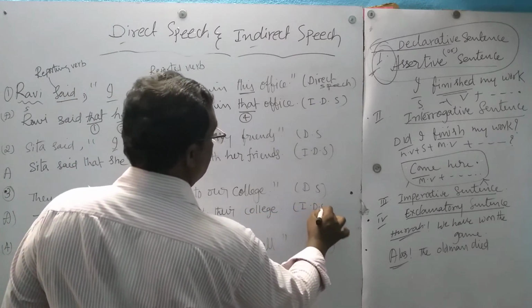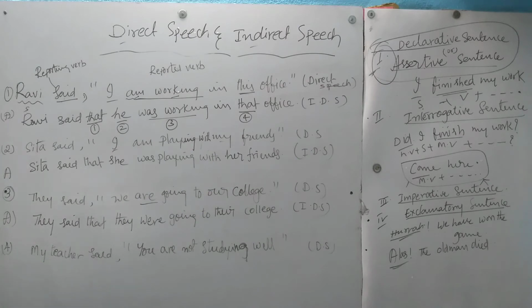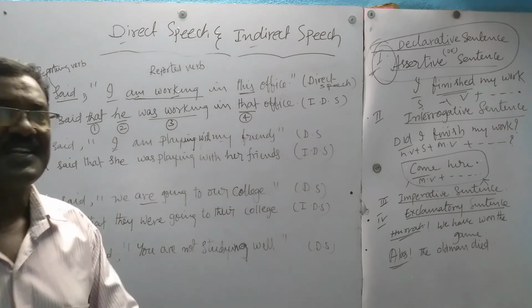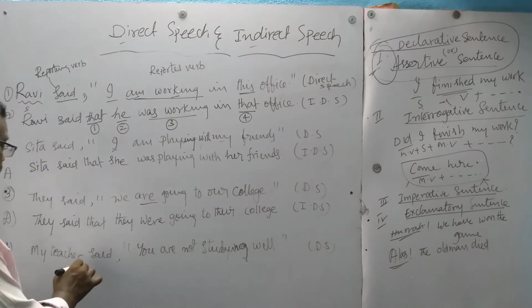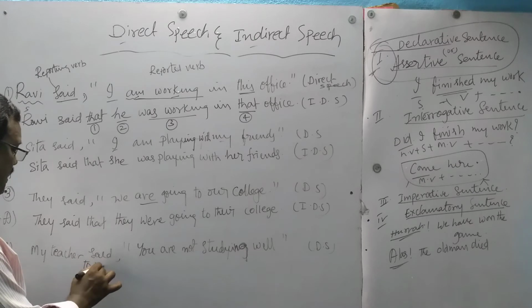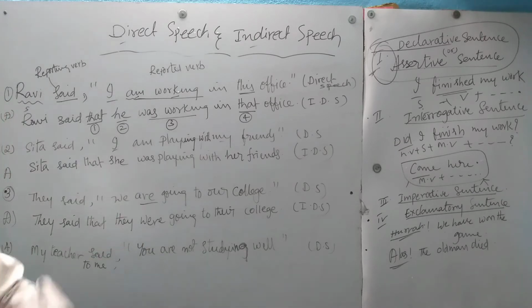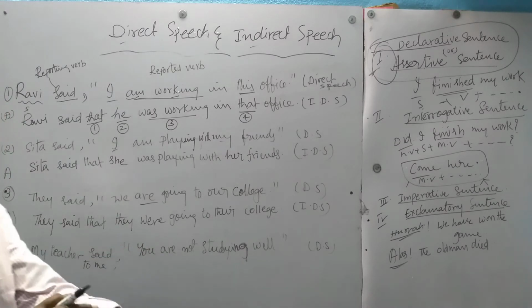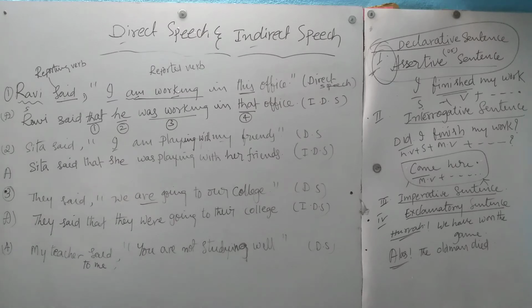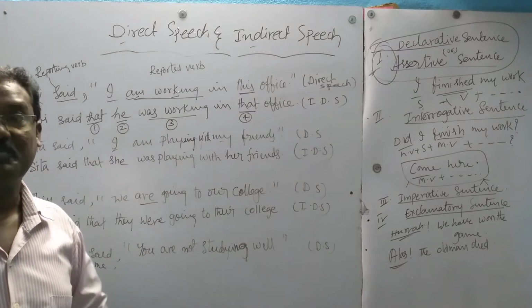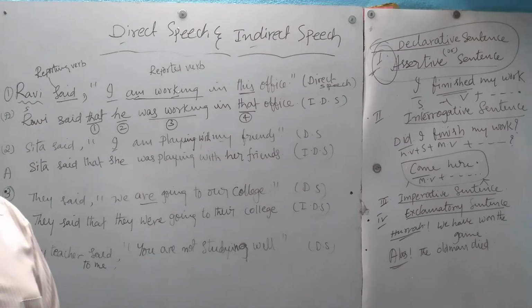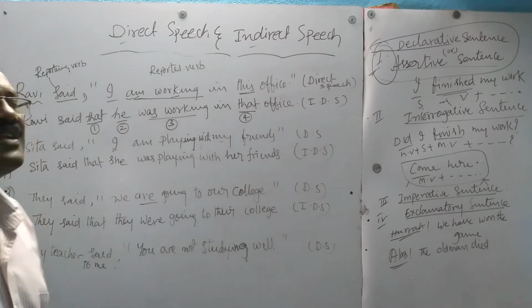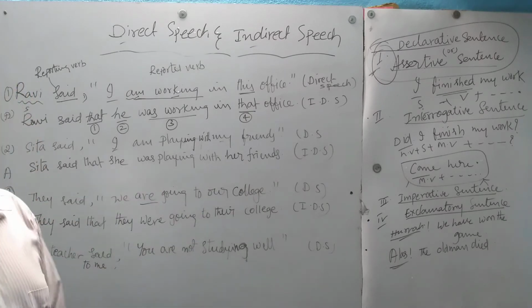This is indirect speech. My teacher said, you are not studying well. My teacher said means, here actually, my teacher said to me. For example, if you write, my teacher said to me, this one is there: you are not studying well. So, my teacher said to me, here you means what? The persons in front of us, we call with the word you. You means second person. So, second persons are there.